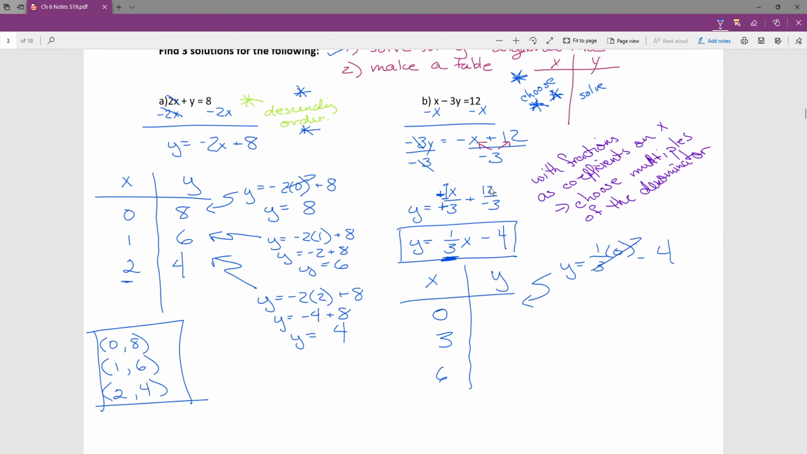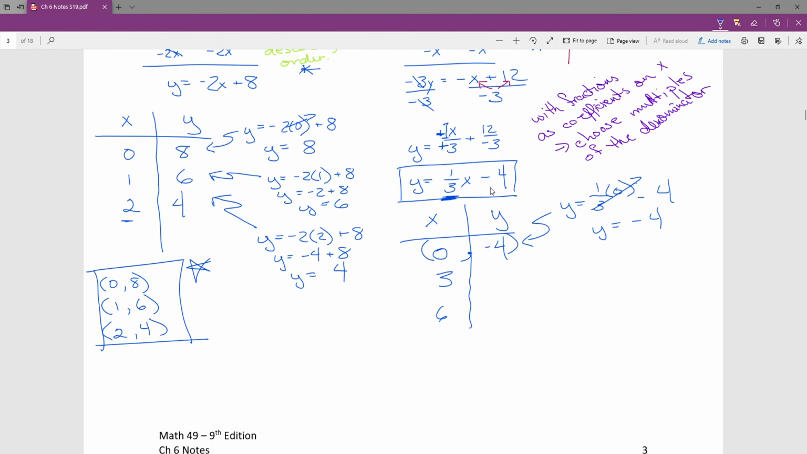Anything times 0 just goes away and I get that y equals a -4. That's my first ordered pair. You can list it out like I did in this one, or you could even just leave it in the table. I could just read it out of the table as an ordered pair. The next one is a little bit tricky. I'm just going to give myself a wee bit more space on the page here.